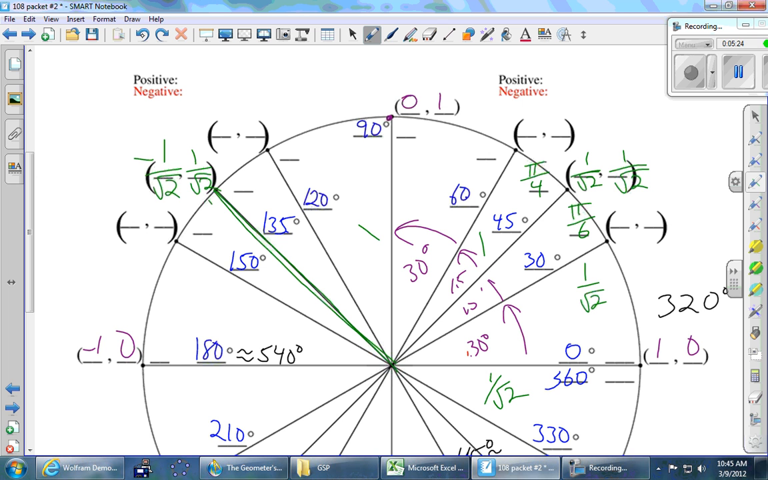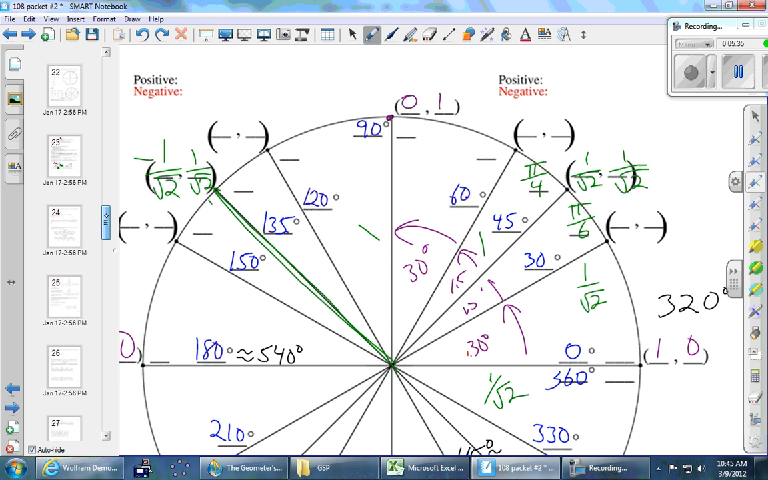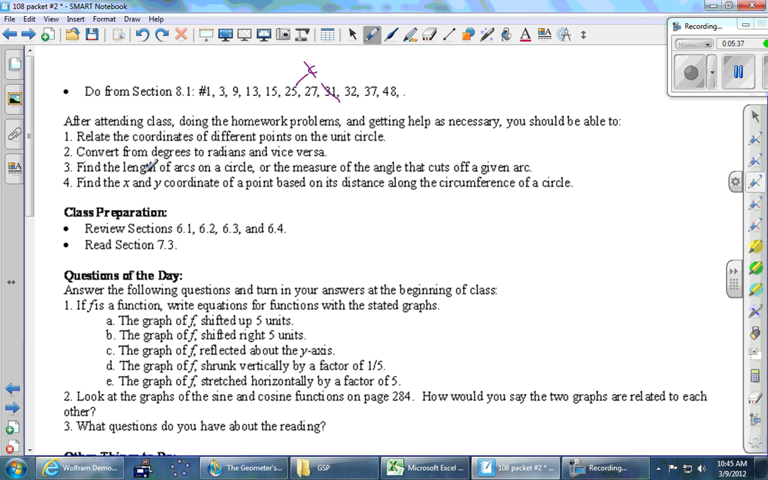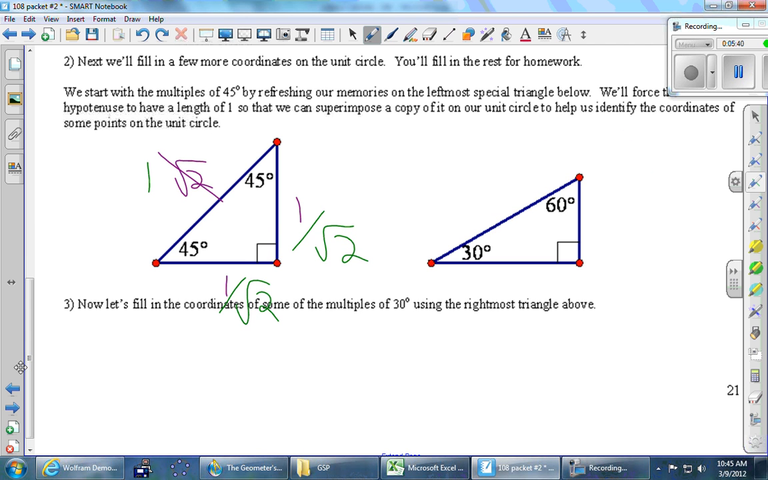Any questions on that? All right, we'll leave it to you guys to later on fill in the other two that are downstairs. But let's go back to the other triangle on this page. It's the 30, 60, 90.